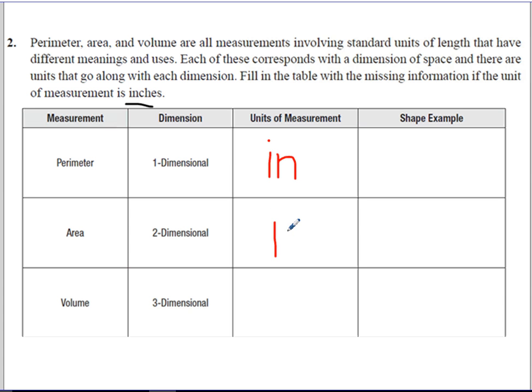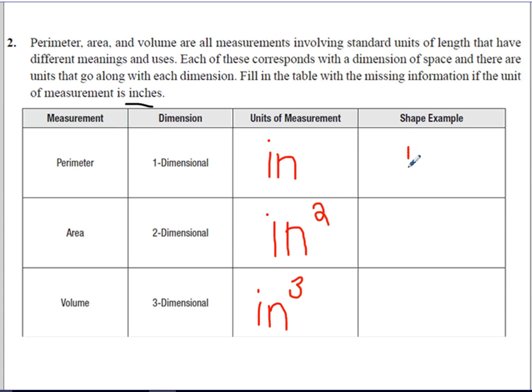So area, we are multiplying unit times unit. When we have like 2 inches times 3 inches, for example. And so we have square units because it's a 2-dimensional shape. We have length and width. And then our volume, we're adding the height. So it would be a unit times itself 3 times, which we write as the third power or cubed. So it would be inches cubed.